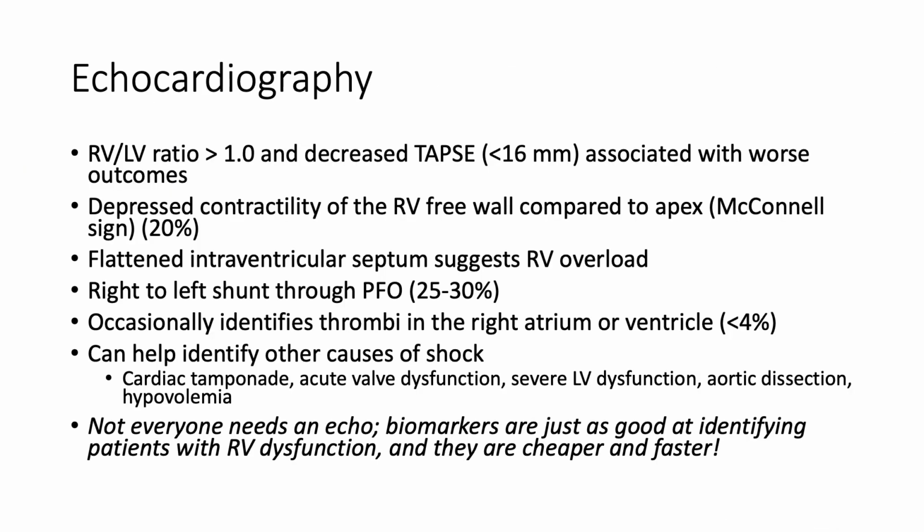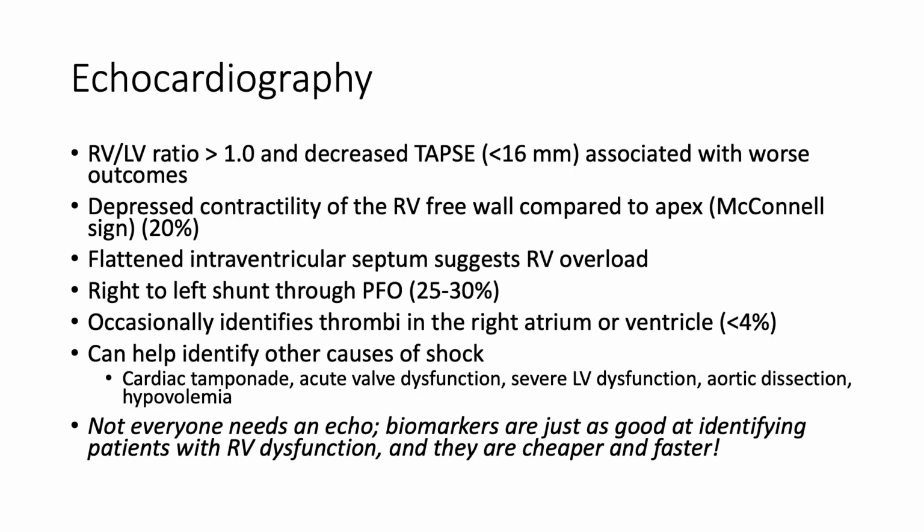Echocardiography can be useful in pulmonary embolism. You can look for RV dysfunction, which often shows up as an RV to LV ratio over 1 or a decreased TAPSE. Those are both associated with worse outcomes. You might see depressed contractility of the RV free wall compared to the apex. That's called the McConnell sign. And you might see flattened intraventricular septum suggestive of RV overload.